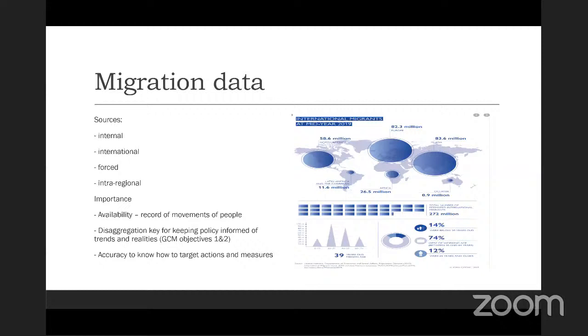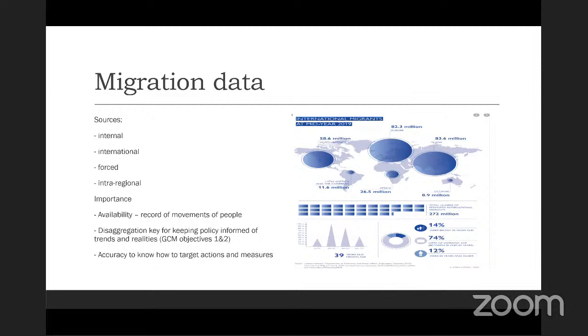I branched off a little bit into this because I think it's important for us to know that the sources of data can be internal, within the country, or international. They can also be related to a specific sector, for instance if you're looking at forced migration, or intra-regional migration data, where you would probably lean more on your regional organization for your regional cooperation mechanisms. Why is it important? It's important because we need to have data that's available, because we need to record how people are moving.